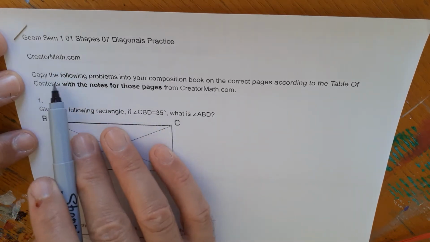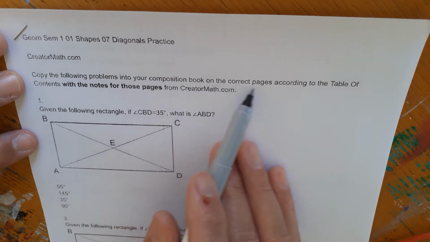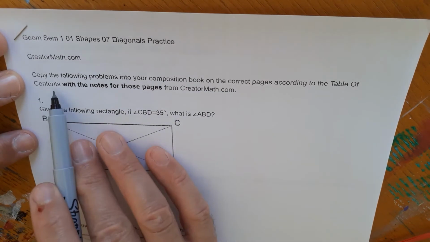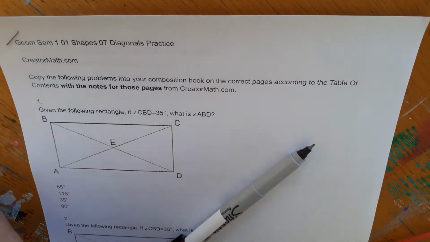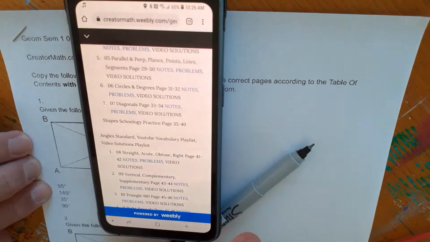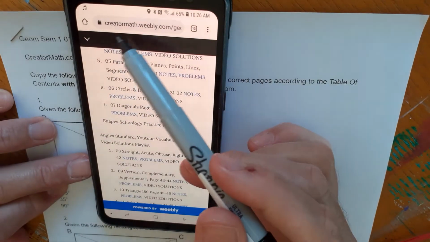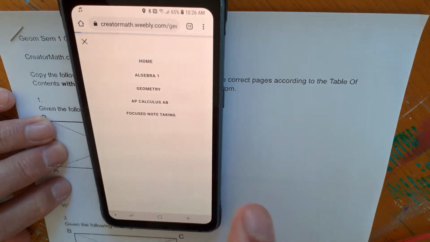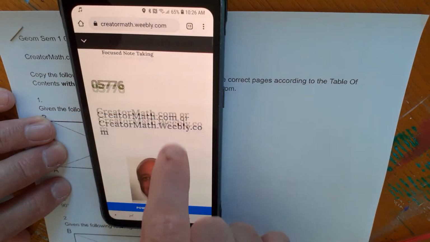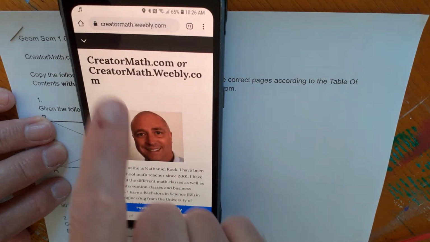The instructions are: copy the following problems into your composition book on the current pages according to the table of contents with the notes for those pages from creatormath.com. So let's show that quickly. creatormath.weebly.com. Here's what the homepage looks like. Keep in mind that all of your composition book stuff is on this homepage.